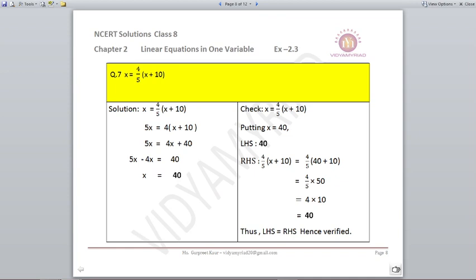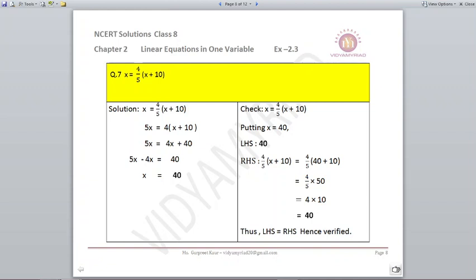Question number 7. x is equal to 4 upon 5 into (x plus 10). Now here we can open the bracket, and since there is only one fraction with the multiplication, I can take my 5 on my left hand side and multiply with x. So it becomes 5x is equal to 4 into (x plus 10). So this is a simple way of doing it.